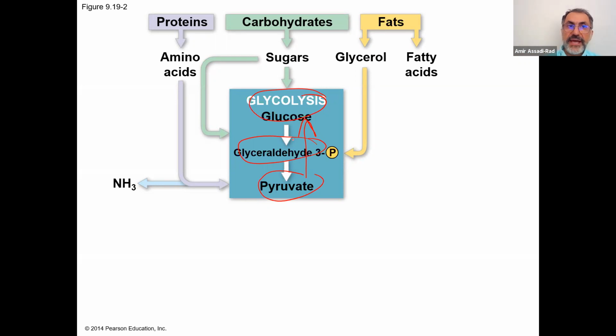Now, some amino acids, they lose their ammonia group and they can become pyruvate. Fatty acids cannot. Look at this diagram. Fatty acids cannot become pyruvate. Some amino acids can become pyruvate. Glycerol also can become pyruvate. Glycerol becomes glyceraldehyde 3-phosphate. Glyceraldehyde 3-phosphate can become pyruvate.